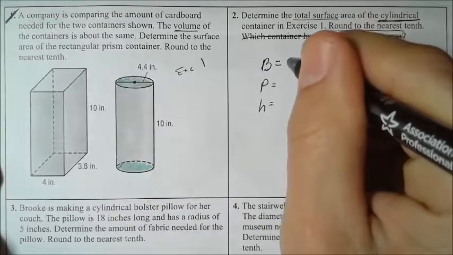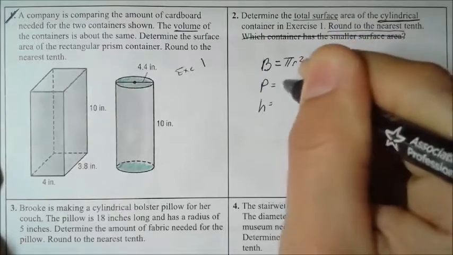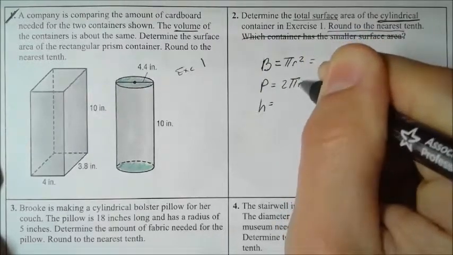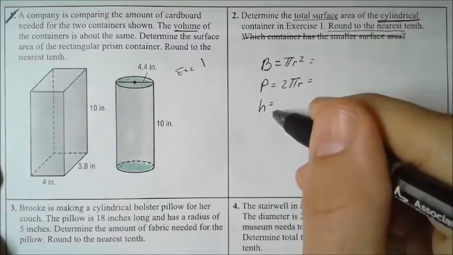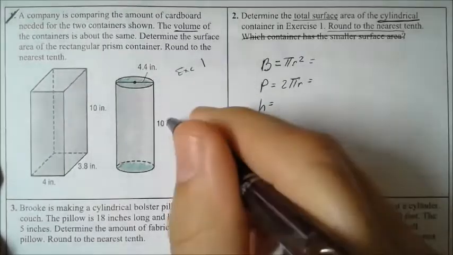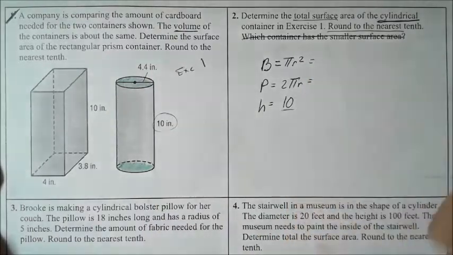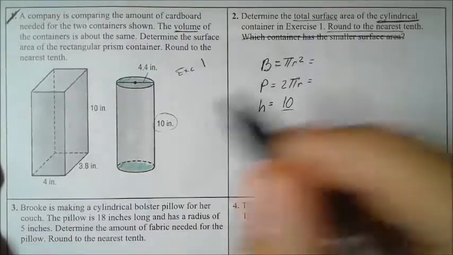So big B is going to use the formula pi r squared. P is going to use the formula 2 pi r. And then we have our height, which is real simple. We just look at the distance between the two bases, and we can say, well, that's 10. Let's just fill that in. That's out of the way. So let's go in and see what we have to do.